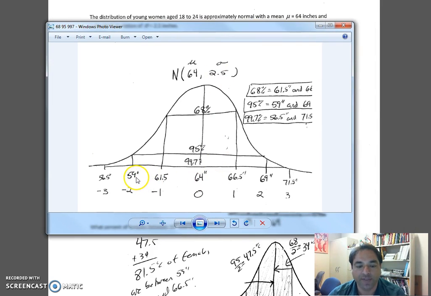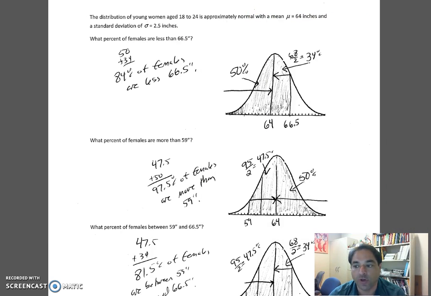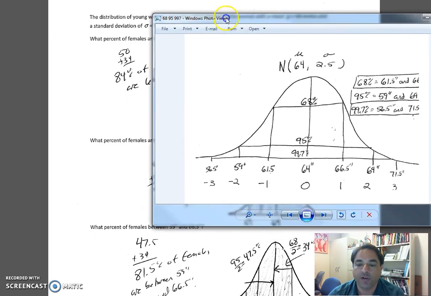59 is 2 standard deviations to the left, and we're looking for everything more than. So we draw the picture first, label the 64, 2 standard deviations to the left, shade everything more than. Again, we have the right side and we have the left side. So on the right side, that is half the graph. That's 50%.